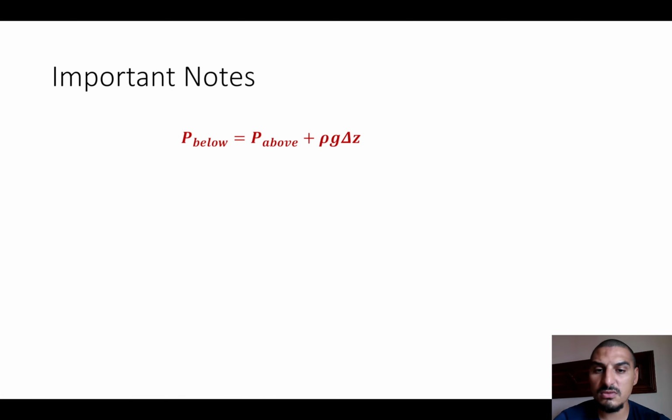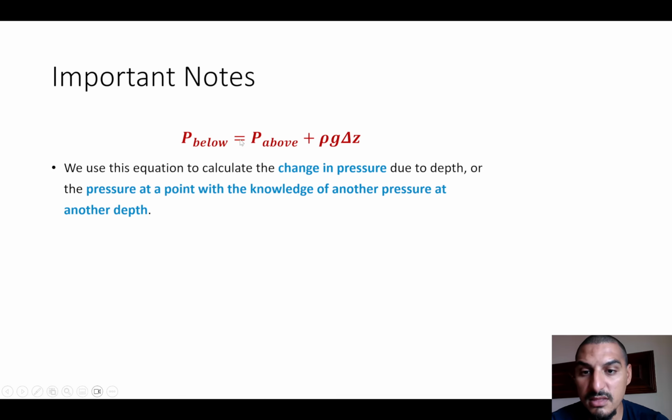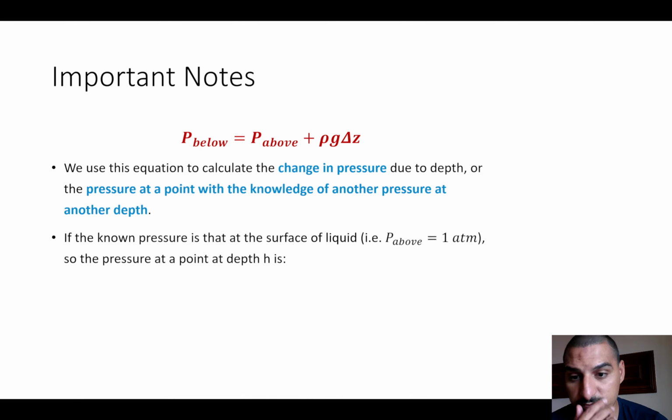So this is the equation that we use. The equation is not used to calculate the pressure directly. It's used to calculate the change in pressure, or the pressure at a point with the knowledge of the pressure at another point. And this is a very, very important thing that we need to know: the pressure at a point, and use it in addition to the difference in height to get the pressure at another point, at another elevation.